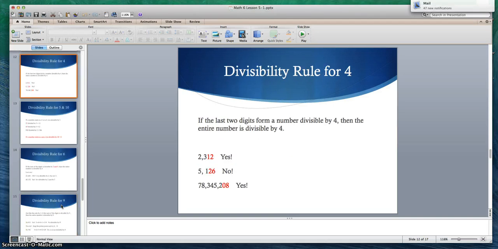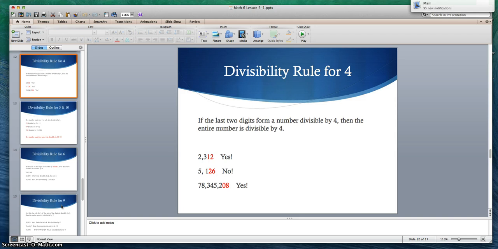Okay, the next one, the divisibility rule for 4. If the very last two digits form a number that is divisible by 4, then the entire number is divisible by 4. Doesn't matter if it goes to the thousands, the millions, the billions, you're going to look at those last two numbers. So 2,312. Is 12 divisible by 4? Yes, so that entire number is divisible by 4.